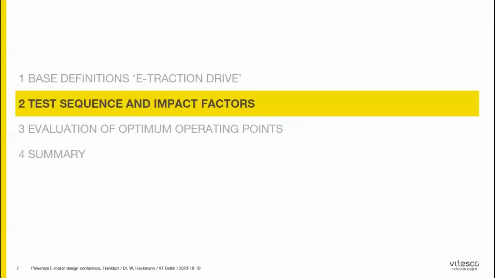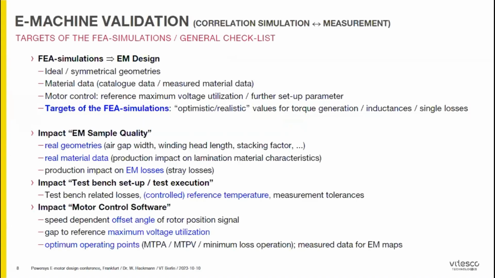Okay, so these are the base definitions for your information. This is not new. Coming now to the e-machine validation. Validation means I want to have a correlation between my simulation and the measurements. So I want to get the information: how does my simulation fit to the reality? Or how far am I away from the reality?